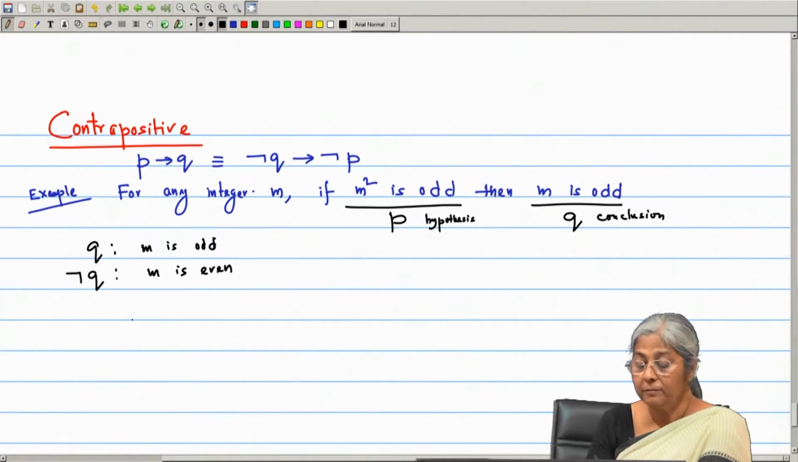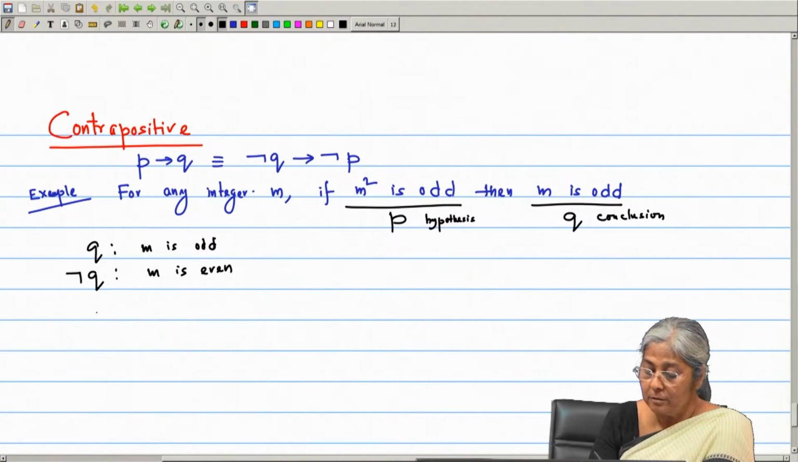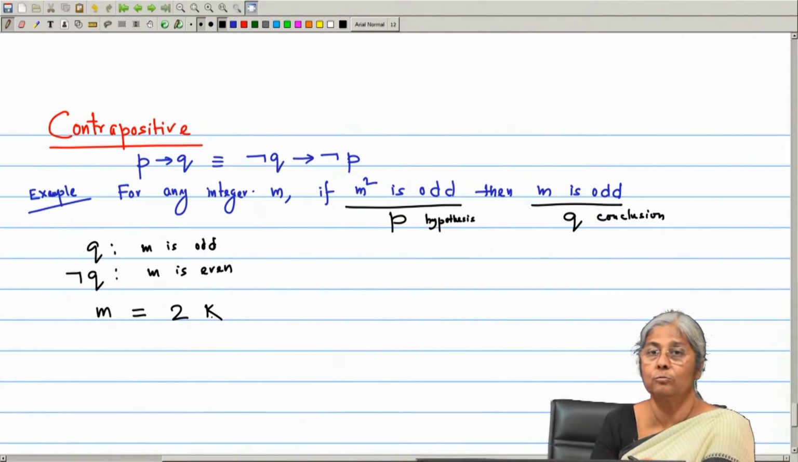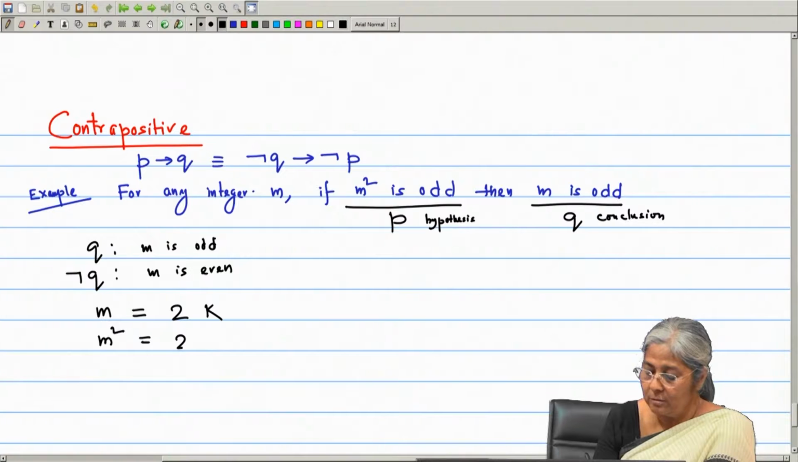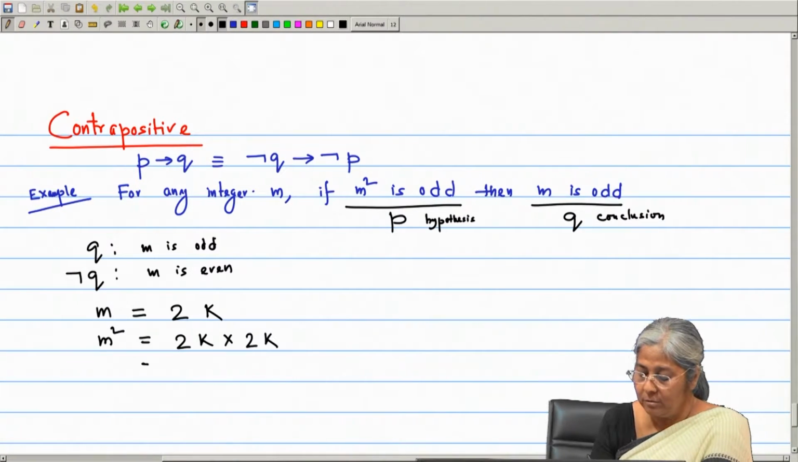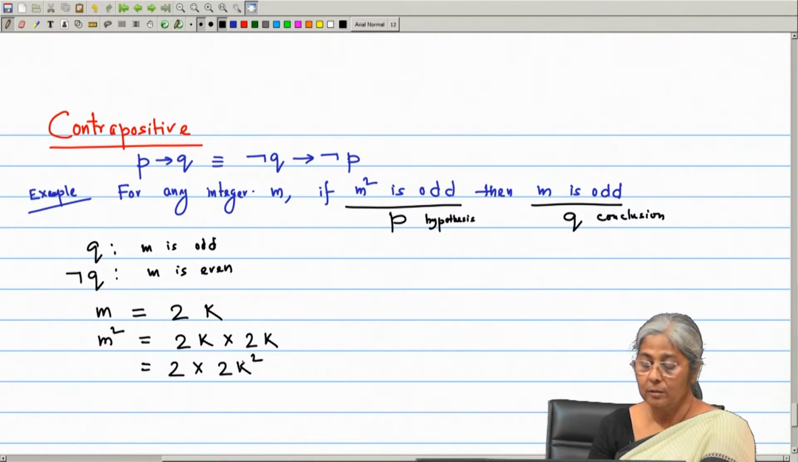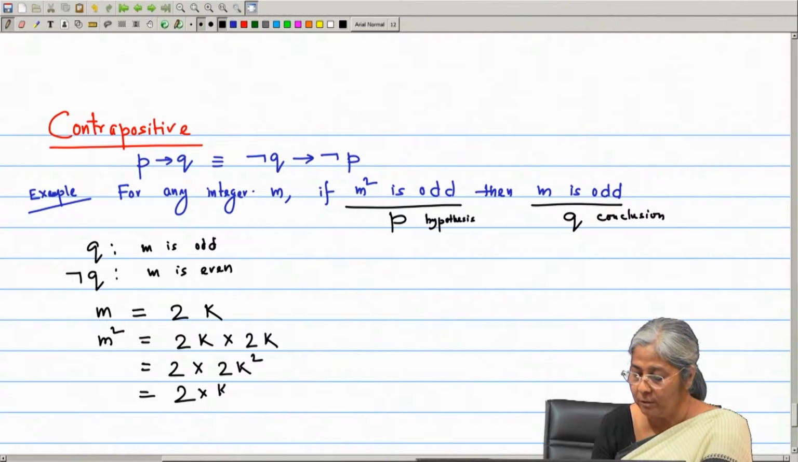Now, we know the definition of even number. So, m is even, we can write as 2k. So, what is m square? It is 2k into 2k, equal to 2 into 2k square. So, again this is an even number, since 2 into 2k square we can write as 2 into k1. So, that is an even number.